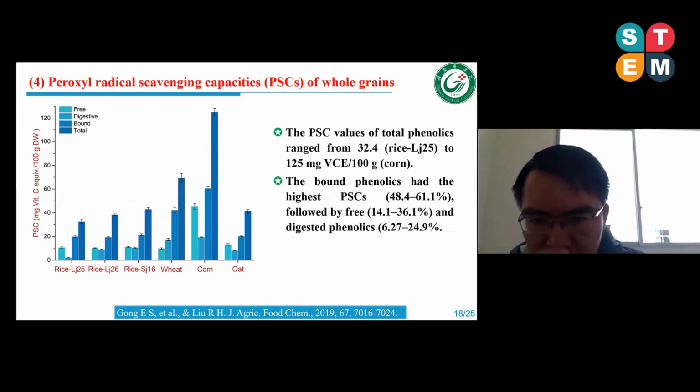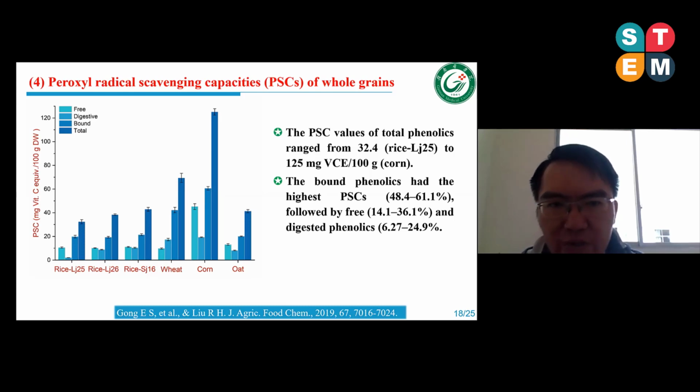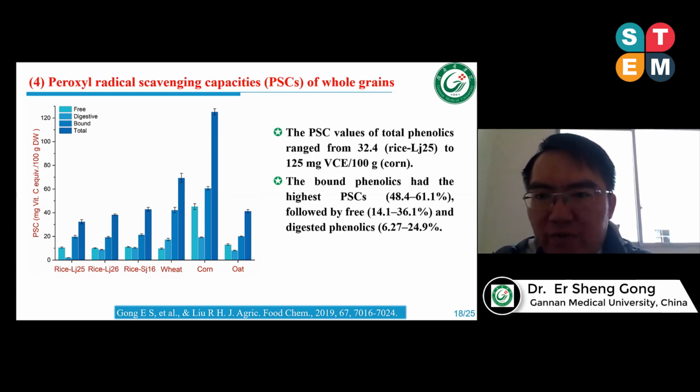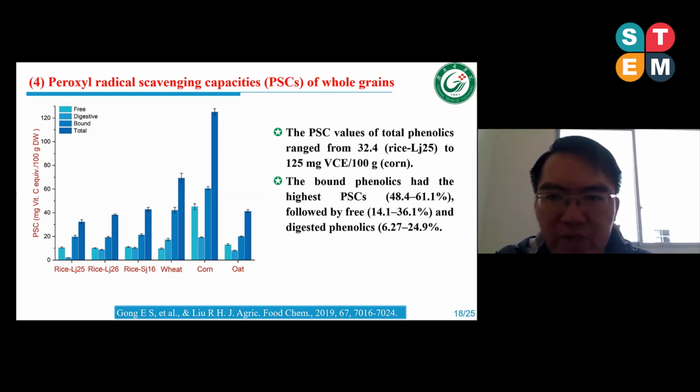This figure shows the peroxyl radical scavenging capacities of whole grain. The PSC values of the total phenolics ranged from 32 to 125 micromole. The bound phenolics had the highest PSC, 48 to 61%, followed by free, 14 to 36%, and digested phenolics, 6 to 24%.